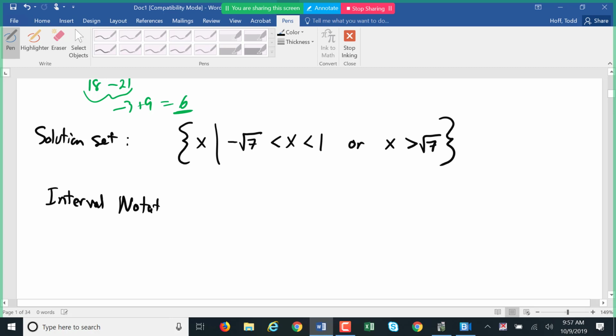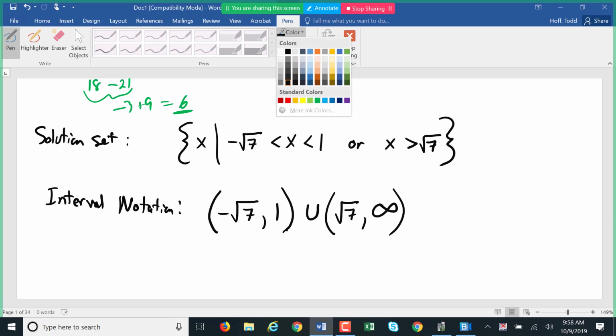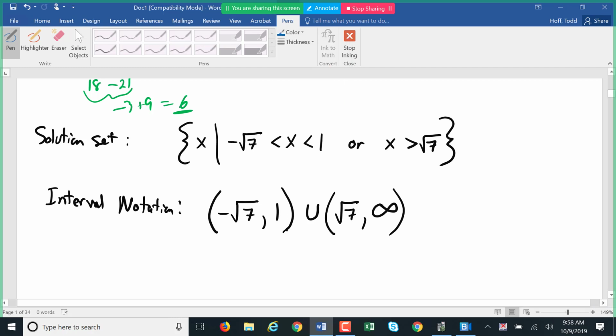Interval notation. Well, this was strictly greater than, so it's going to be a round bracket going from the negative square root of 7 up to positive 1, again a round bracket, unioned with a round bracket again because it's strictly greater than the square root of 7 to positive infinity. Any questions?